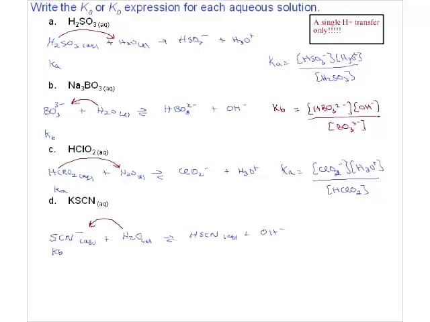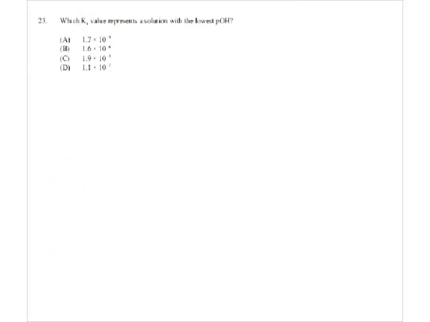So what we're going to see then is a Kb here, which is going to be HSCN and OH minus over SCN minus, products over reactants. There we go. And everything is to the power 1 here, again, because Bronsted-Lowry says everything is a single hydrogen transfer, so everything is a 1-to-1 ratio. So when you write Kas and Kbs, everything should always be to the power 1. Here we go. Okay, here's a couple public exam questions I couldn't refuse to put here.